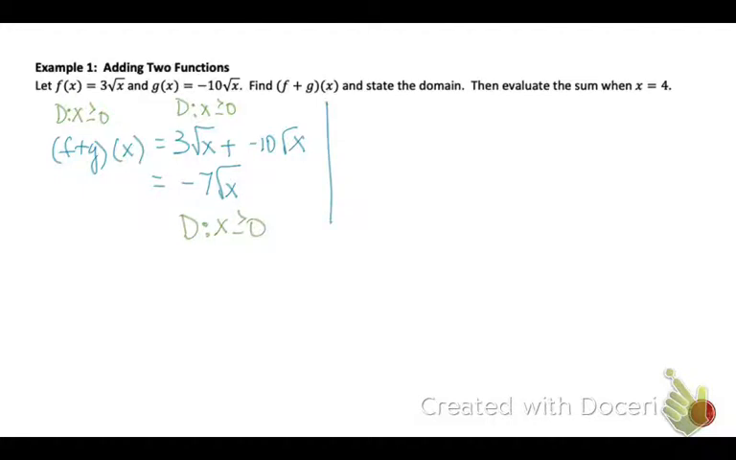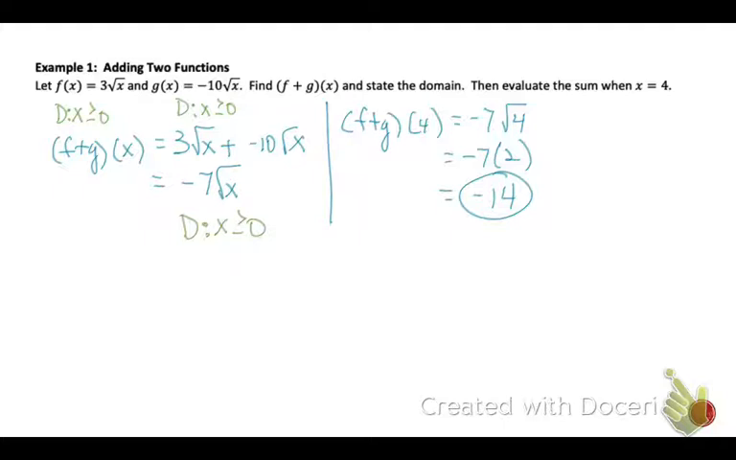Now the second part is evaluate the sum, so f plus g of x, when x equals 4. So I'm going to take f plus g of x and plug in 4. So negative 7 times the square root of 4. So that's negative 7 times positive 2, which is negative 14. All right, so we just did like 3 things there. We added the functions, we stated the final domain, and then we evaluated that sum just given a value of x, and it was arbitrarily x equals 4.